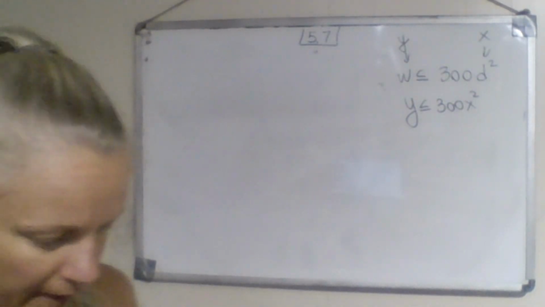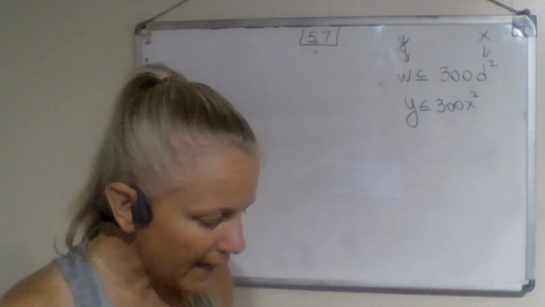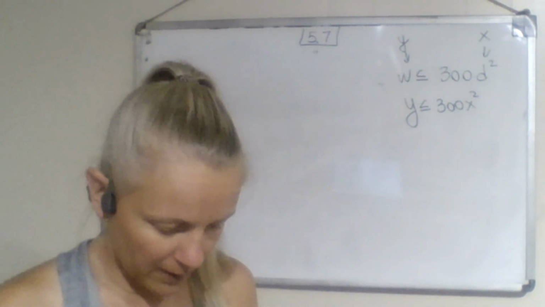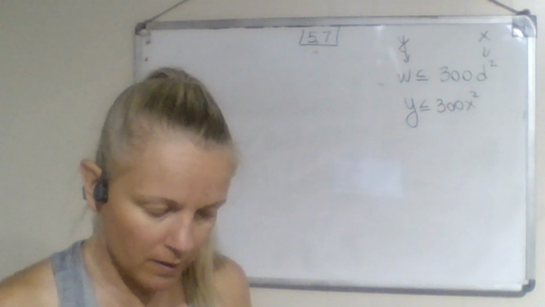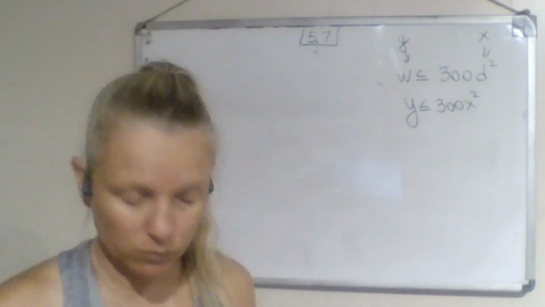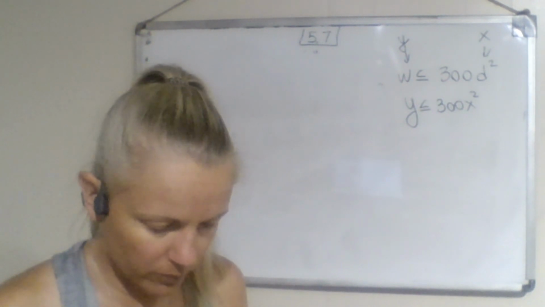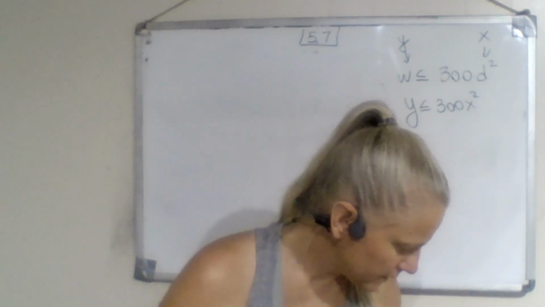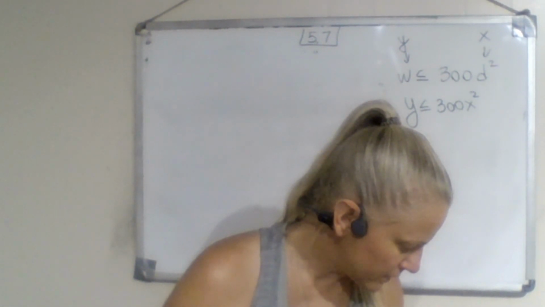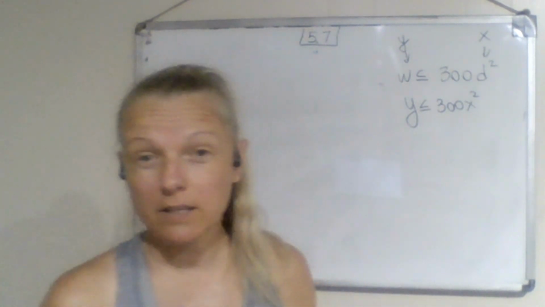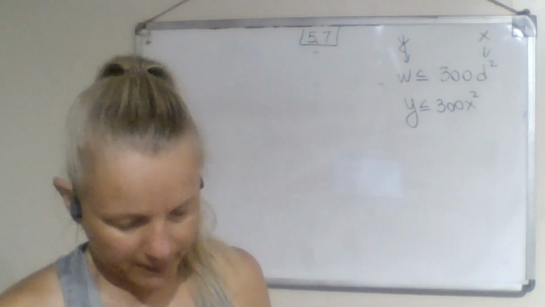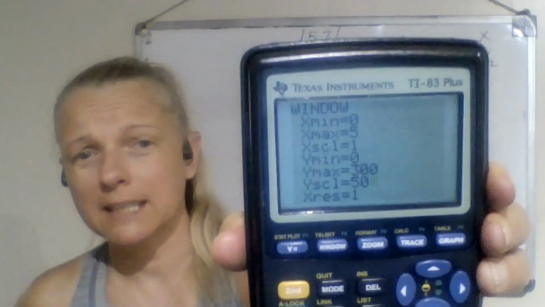Real life situation, my x minimum is 0. My x maximum, this is the dimension, I don't need it more than 5. We're talking about inches, so it's going to be small. My y scale stays 1. My y minimum is 0. Look at this. You're starting with your weight at least 300. So I would make my weight at least 300, okay? So my y max is 300. And I can make my scale by 50. It doesn't really matter. The scale doesn't matter that much.